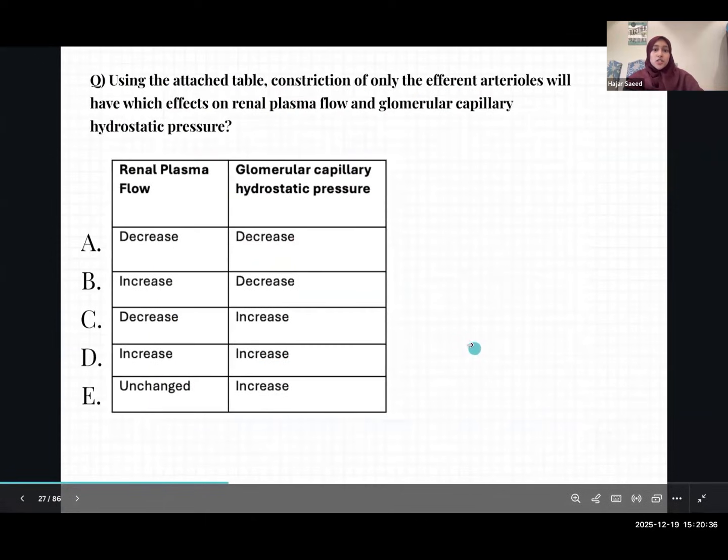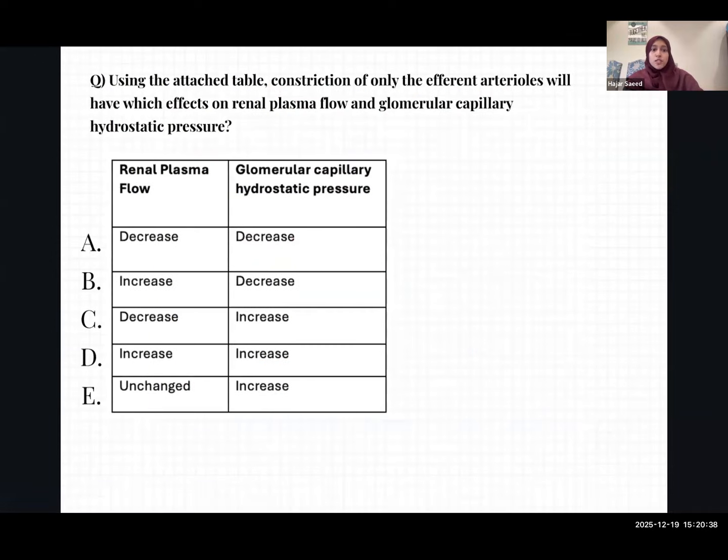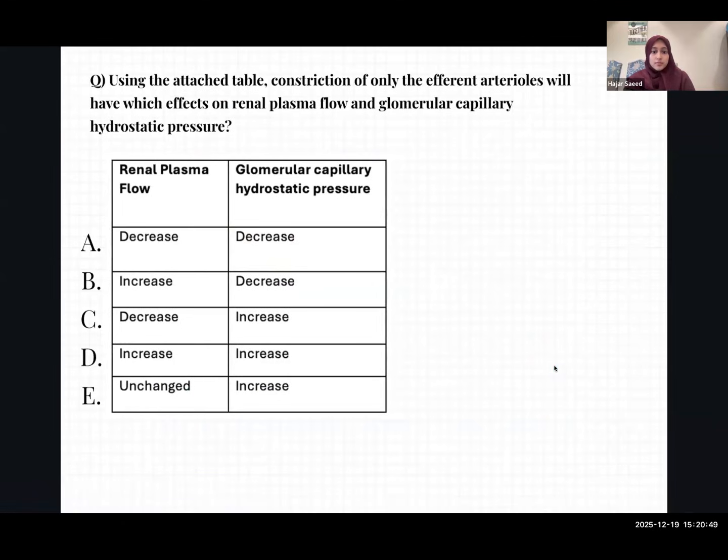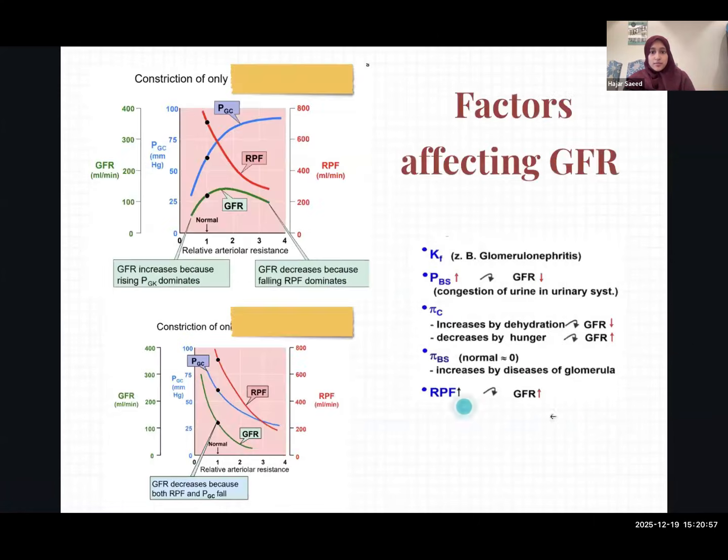So using the attached table, constriction of only efferent arterioles will have which effects on renal plasma flow and glomerular capillary hydrostatic pressure? Correct. Renal plasma flow will decrease, but hydrostatic pressure will increase.